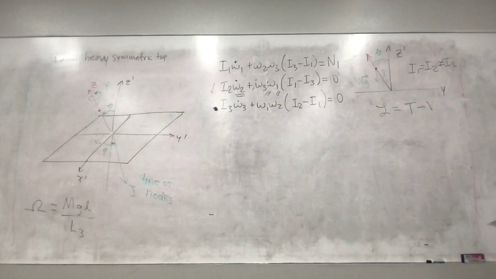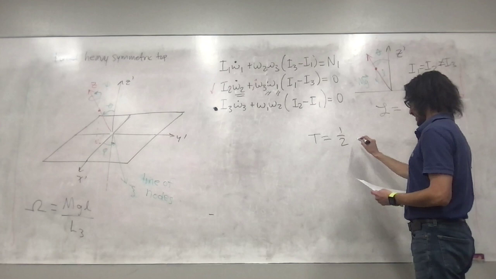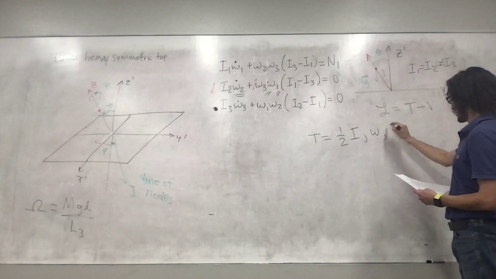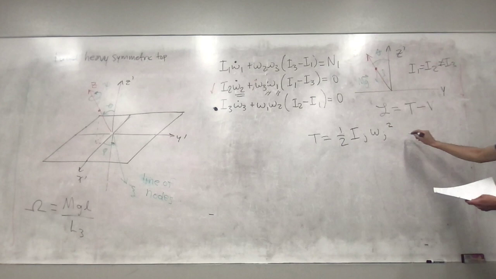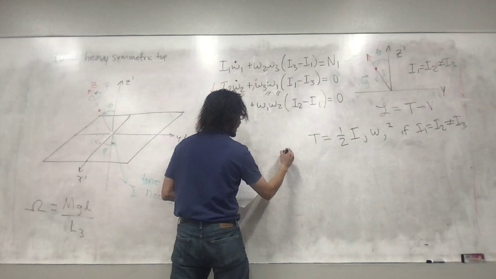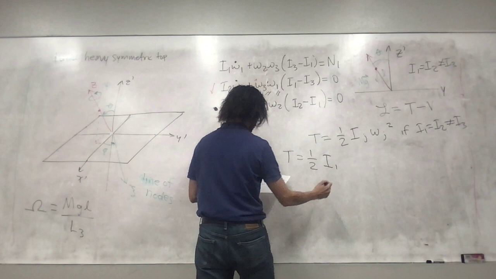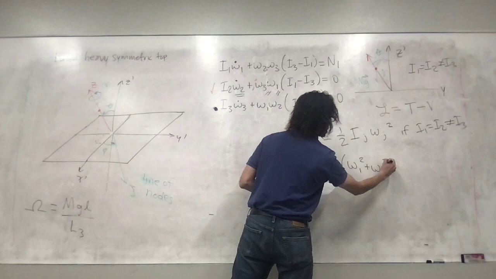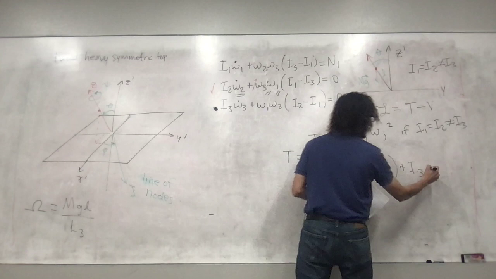Is one half I_j omega_j squared. And so if I1 equals I2 different than I3, and we derived this one last time, the kinetic energy is going to be one half of I1 times omega 1 squared plus omega 2 squared, plus I3 omega 3 squared.